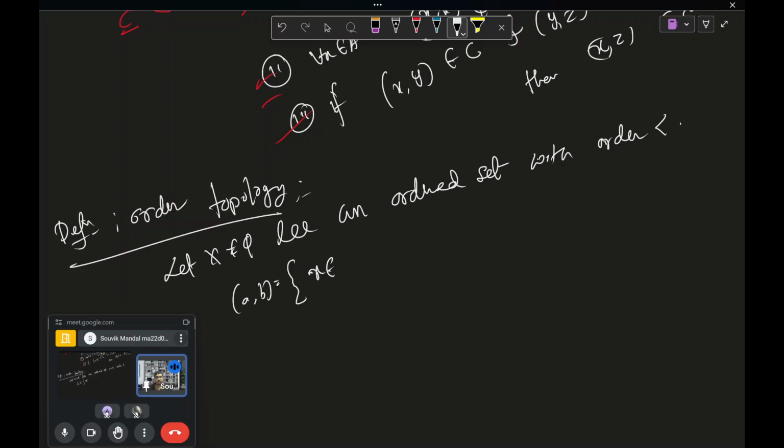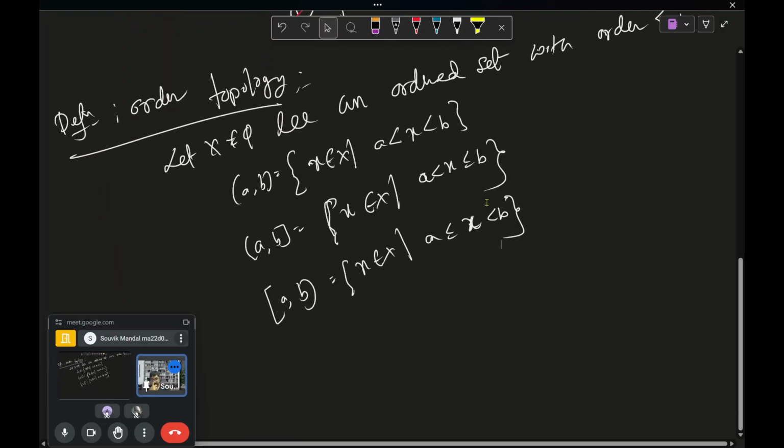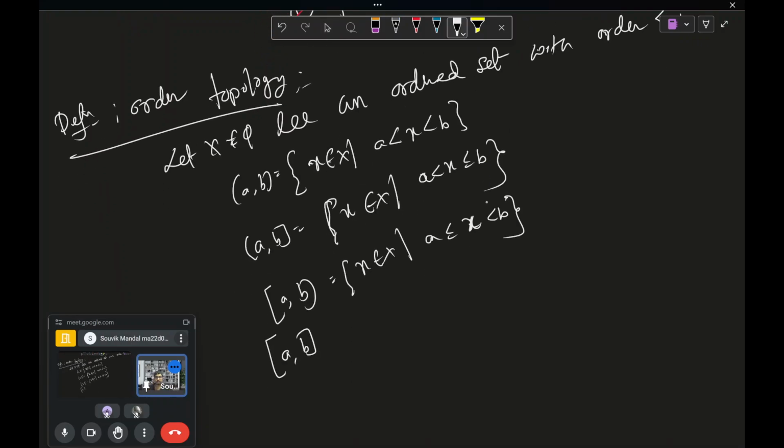Open interval (a, b) contains all those x belonging to X such that a < x < b. Open a, closed b contains all those x belonging to X such that a < x ≤ b. Closed a, open b contains all x belonging to X such that a ≤ x < b. Closed a, closed b contains all x belonging to X such that a ≤ x ≤ b. So these are the four types of intervals that we can define in an ordered set in a very natural way.